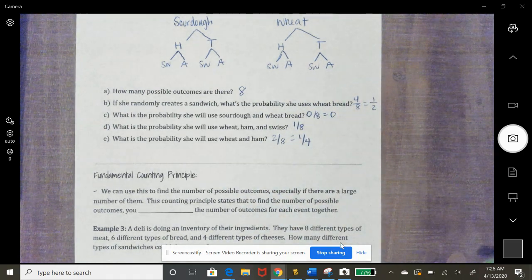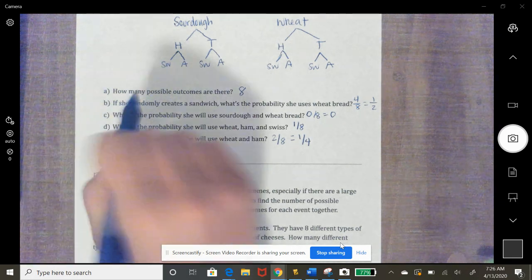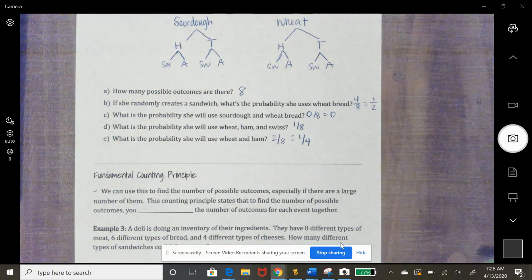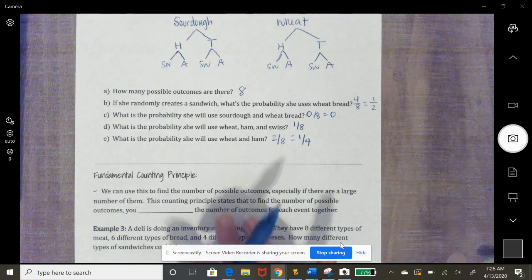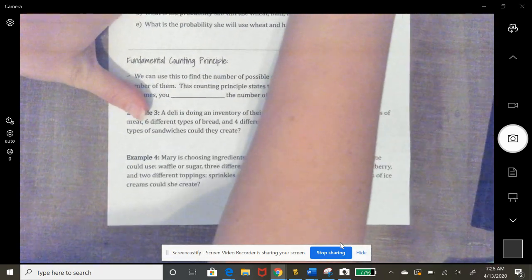Okay, so just use your visual. If you need to write them out instead, if that helps a little bit better, there shouldn't be too many possibilities, but sometimes that gets tedious, so the tree diagram will help you. Okay, and then our last thing is just kind of a shortcut to finding the number of possible outcomes.